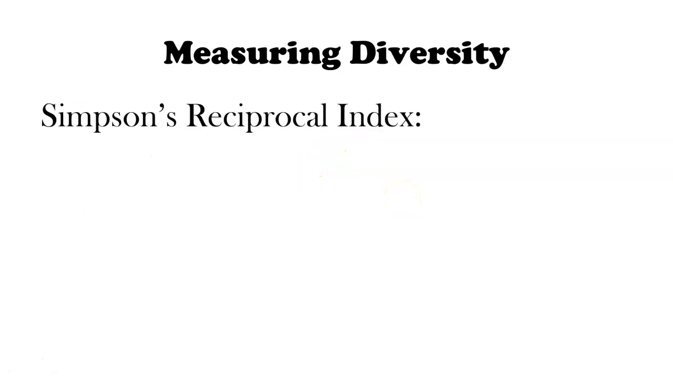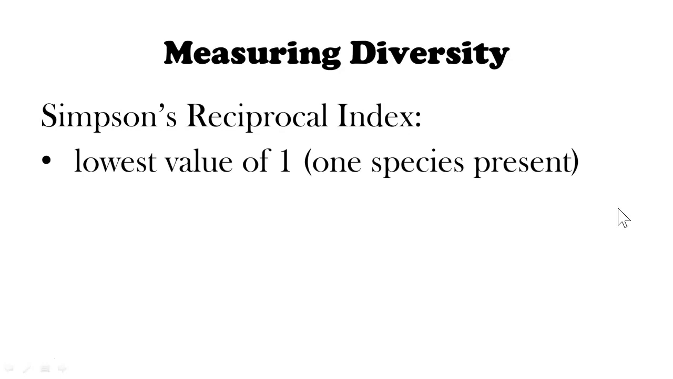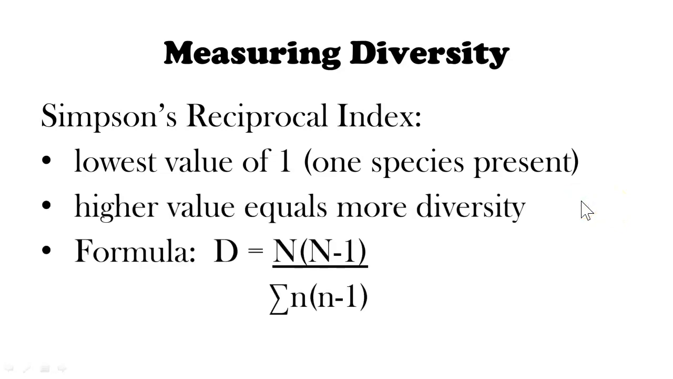One method for measuring species diversity is something that we call the Simpson's Reciprocal Index, or sometimes called the Simpson's Diversity Index. And what ecologists try to do is assign a number to a given ecosystem that indicates how diverse that ecosystem is. Now with Simpson's, the lowest value that you can have is 1, and this indicates only one species present. The higher the number is, the more diverse an ecosystem is.